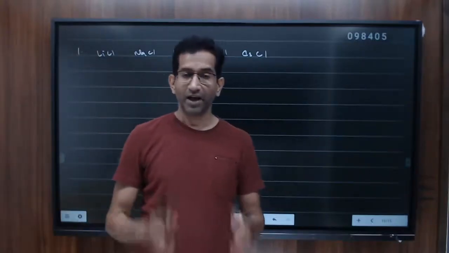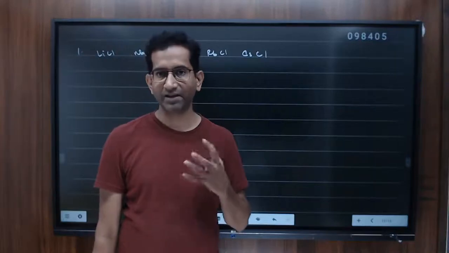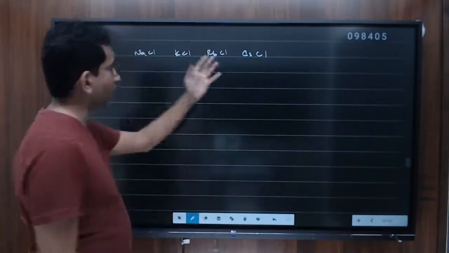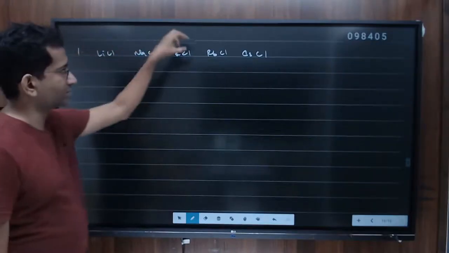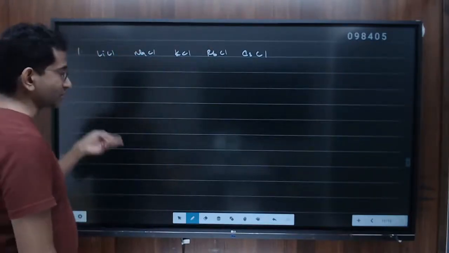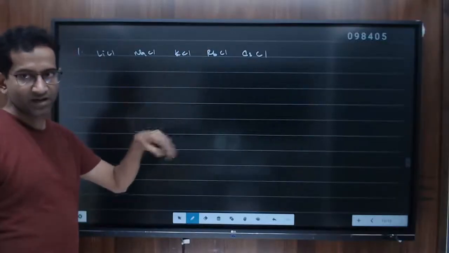If it is monoatomic, you will apply what? Lattice energy. If you apply lattice energy, you will check the size and you will check the charge. If all are chloride, you will not focus on chloride. You will focus on what? Lithium, sodium, potassium, rubidium, cesium. Charge. Each of these has one unit charge.